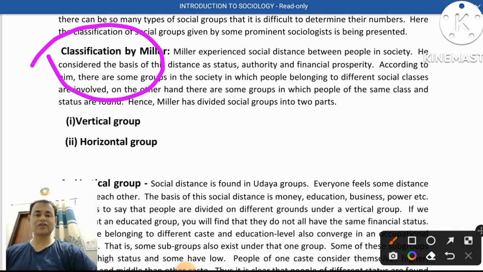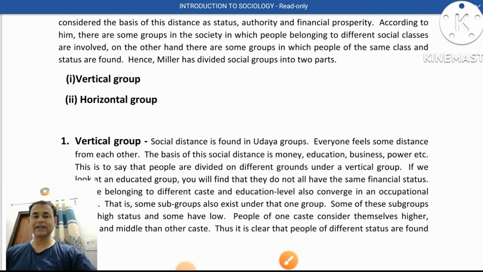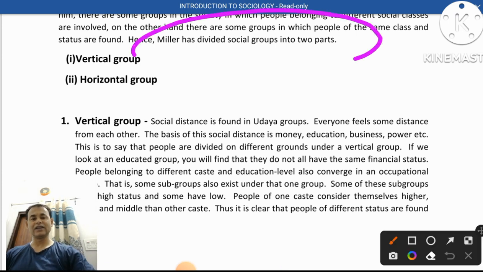Miller observed social distance between people in society. He considered the basis of the distance as status, authority, and financial prosperity. According to him, there are some groups in society in which people belonging to different social classes are involved. On the other hand, there are some groups in which people of the same class and status are found. Hence, Miller has divided social groups in two parts.